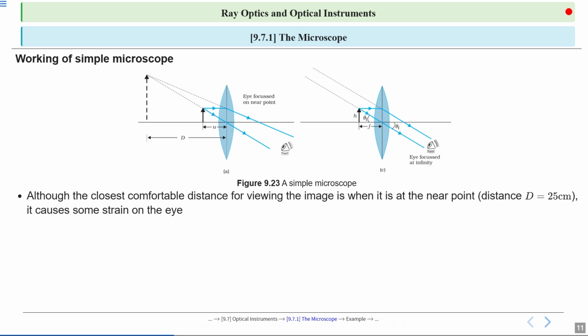Now let's talk about viewing comfort. Although the closest comfortable distance for viewing an image is at the near point, which is 25 centimeter, this can strain the eye. This is an important consideration when using microscopes, as long time use can lead to eye fatigue. Okay, so the eye can be strained.